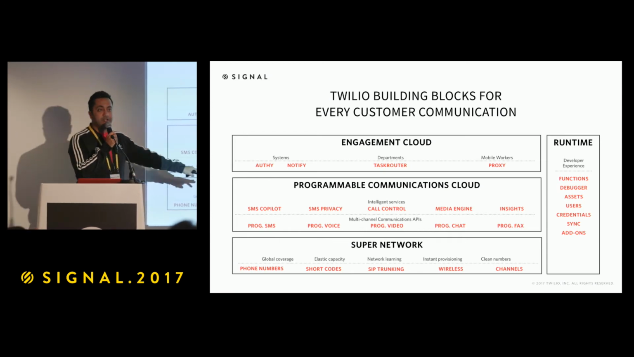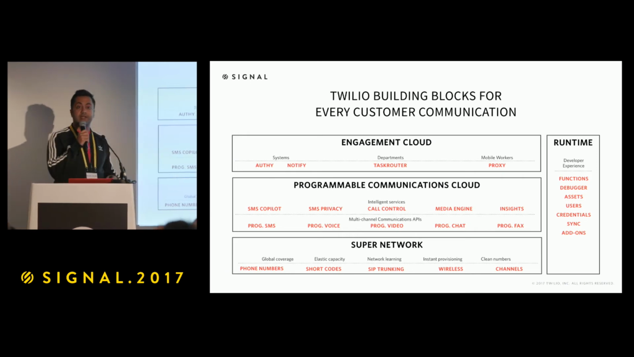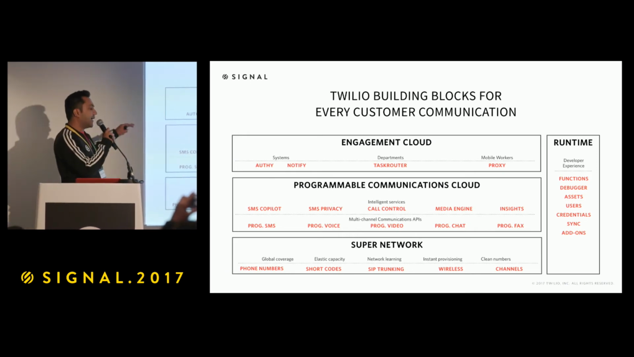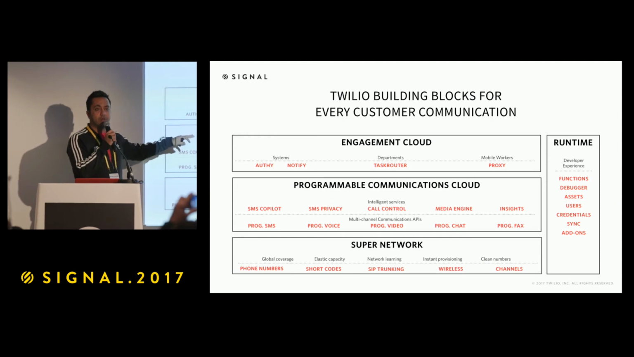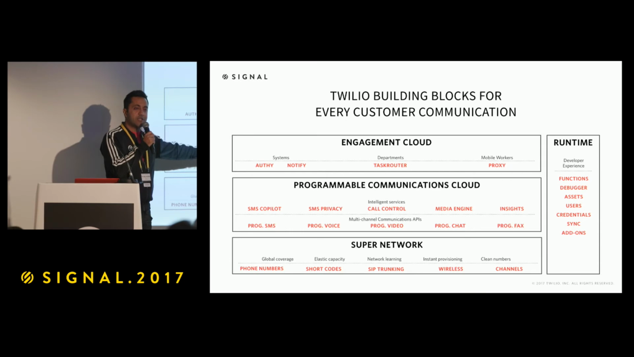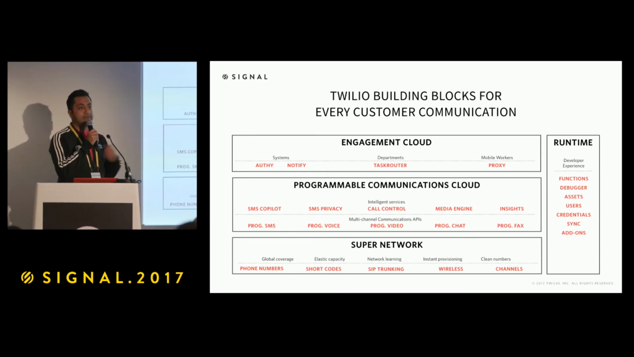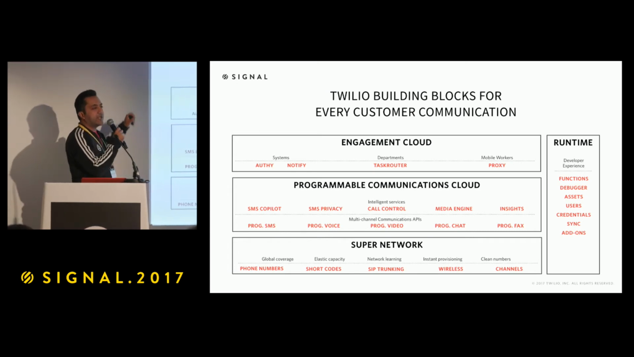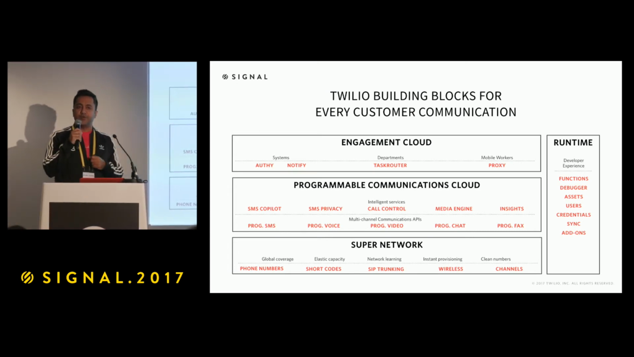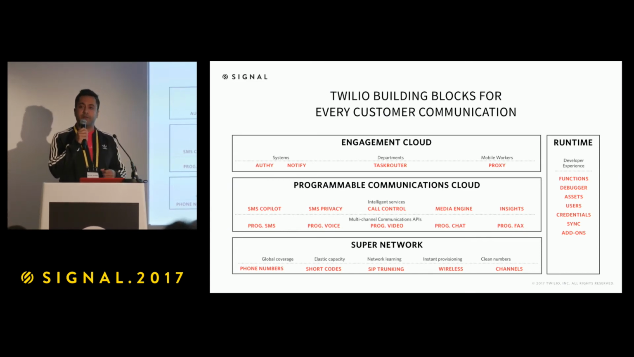So the super network is the foundation, whether you're just using phone numbers or using SIP, or you're thinking about building something with wireless. On top of that is our communications cloud, which contains different channels. Today's talk is focused on SMS and voice, but we also have video. There are a few other talks related to video chat, and then we launched programmable fax just in May. On top of that, we have our engagement cloud, and this allows you to create the right kind of customer engagement without having to reinvent the wheel by building software that you need to connect to communication APIs.